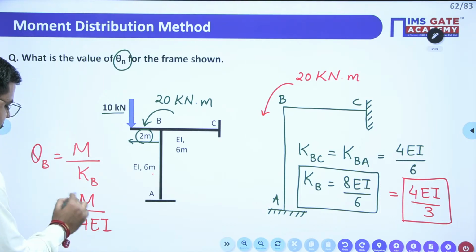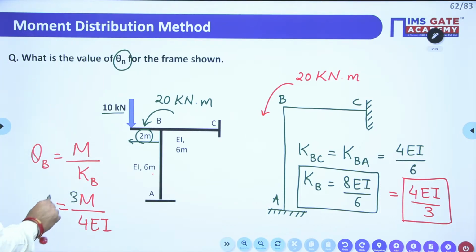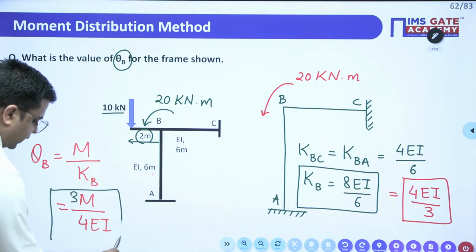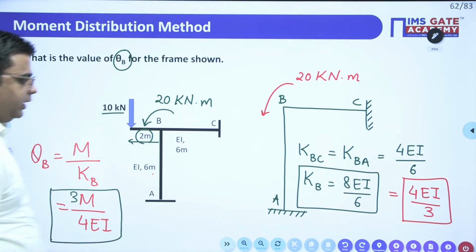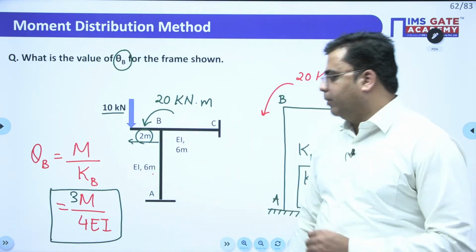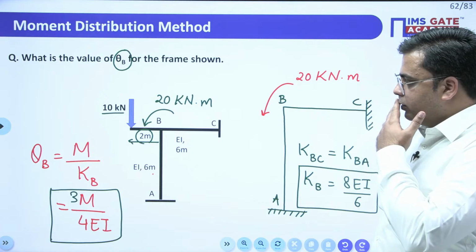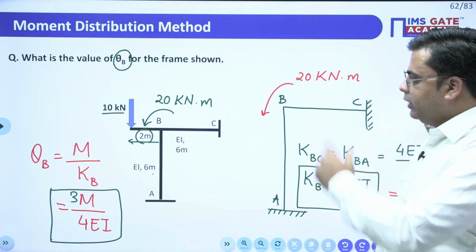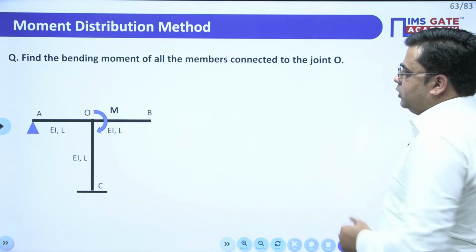4 EI by 3. So this comes out to be 3m upon 4 EI. This is the rotation of joint B. So using this, you can calculate the rotation of any joint, correct?